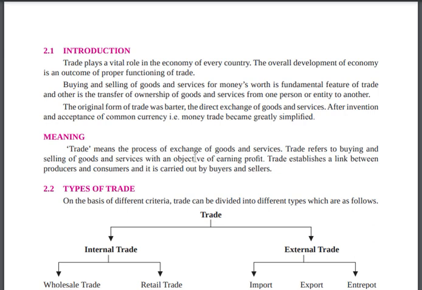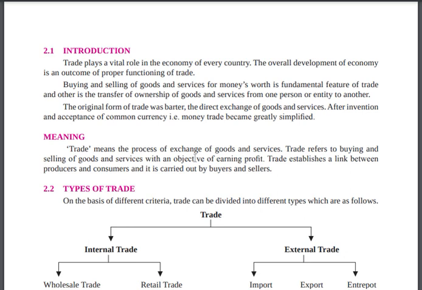Buying and selling of goods and services for money's worth is the fundamental feature of trade. So what are the features of trade? Buying and selling, and the other is the transfer of ownership of goods and services from one person or entity to another. So trade is nothing but buying and selling. If I am selling you a pencil, before selling, the ownership of the pencil is mine, but after selling, the ownership of the pencil is yours. So the transfer of ownership is taking place.